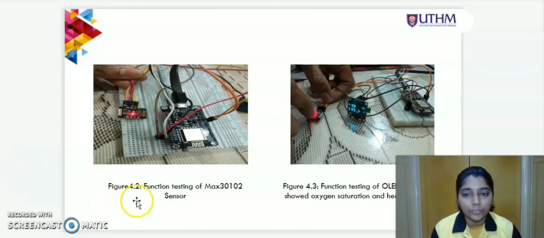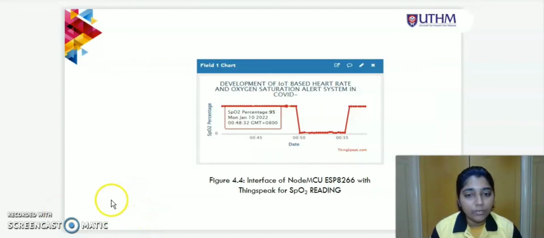This Figure 4.2 shows the function testing of the MAX30102 sensor. As we can see, the sensor functions well. And then this Figure 4.3 shows the function of the OLED display that showed the oxygen saturation and heart rate value, but the values are kind of inaccurate because I need to make some changes in the coding. But as usual, the MAX sensor and the OLED display function well. And this is the interface of NodeMCU with ThingSpeak for the SpO2 reading. This is roughly the reading that I have obtained, but it is also inaccurate as changes need to be made in the coding.